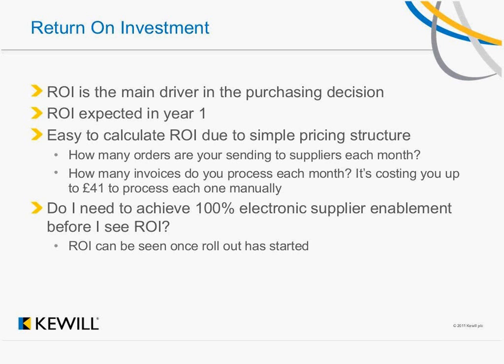This involves looking at the number of orders sent and invoices received with the associated costs. Remember, it's costing you £41 for a paper invoice versus the £12 for an electronic one. Plus, we also look at the less obvious aspects, like the time spent chasing suppliers to ensure orders have been received and are going to be actioned. It's also important to note that you don't need a full implementation and every supplier on board before you start to see a return on investment. The benefits and savings start as soon as you get your first group of suppliers on board.